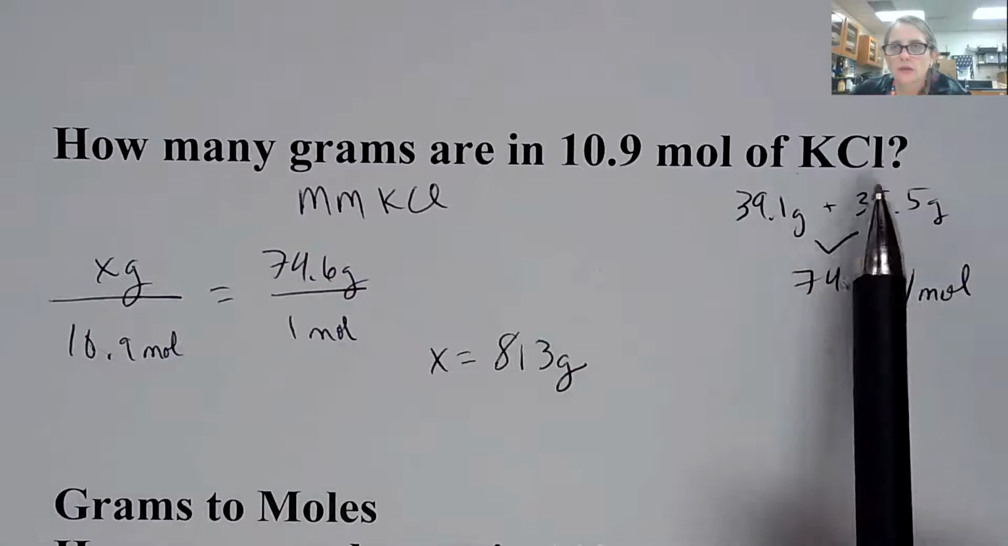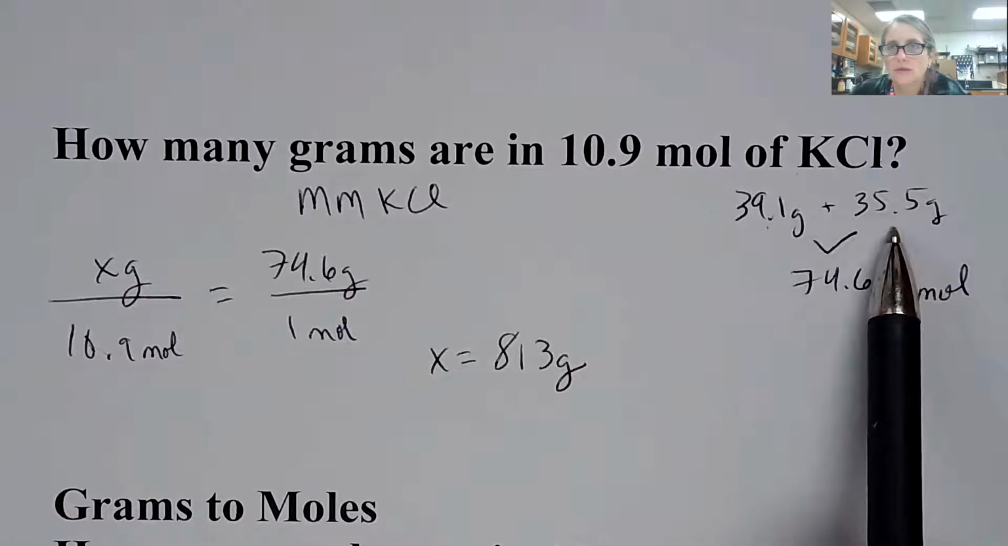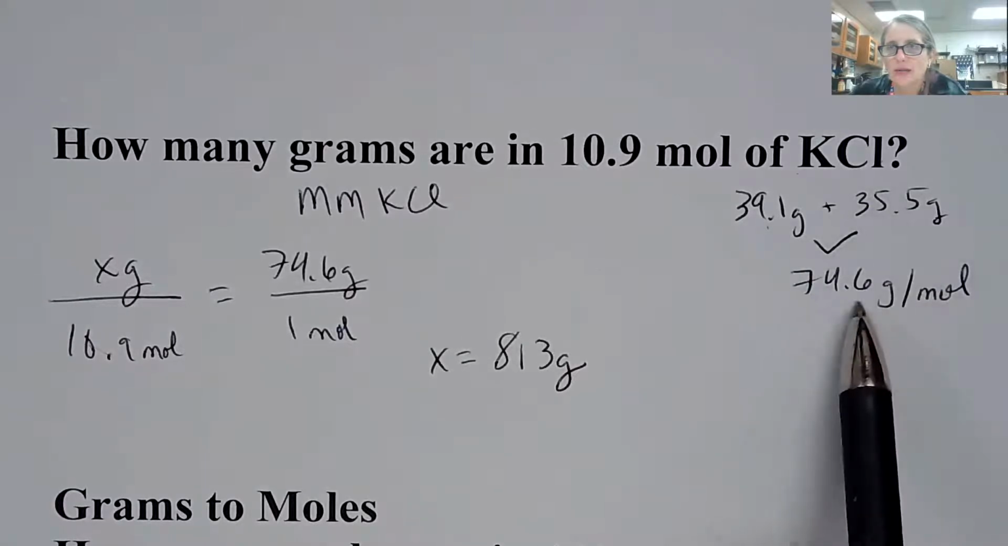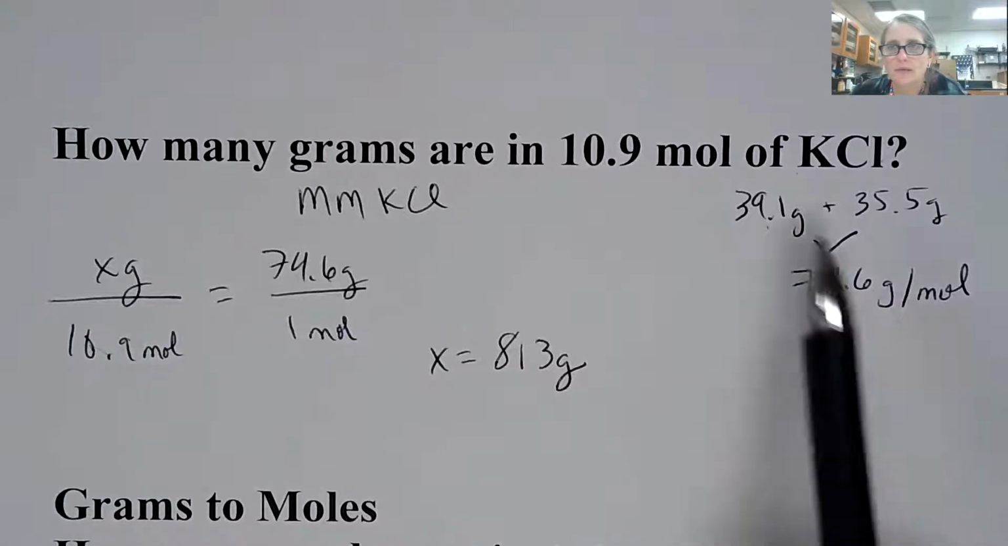So check your answer here. Potassium chloride. If you look up potassium, it's 39.1. Chlorine is 35.5. When you add it together, you get 74.6 grams per mole. That's the molar mass of potassium chloride.